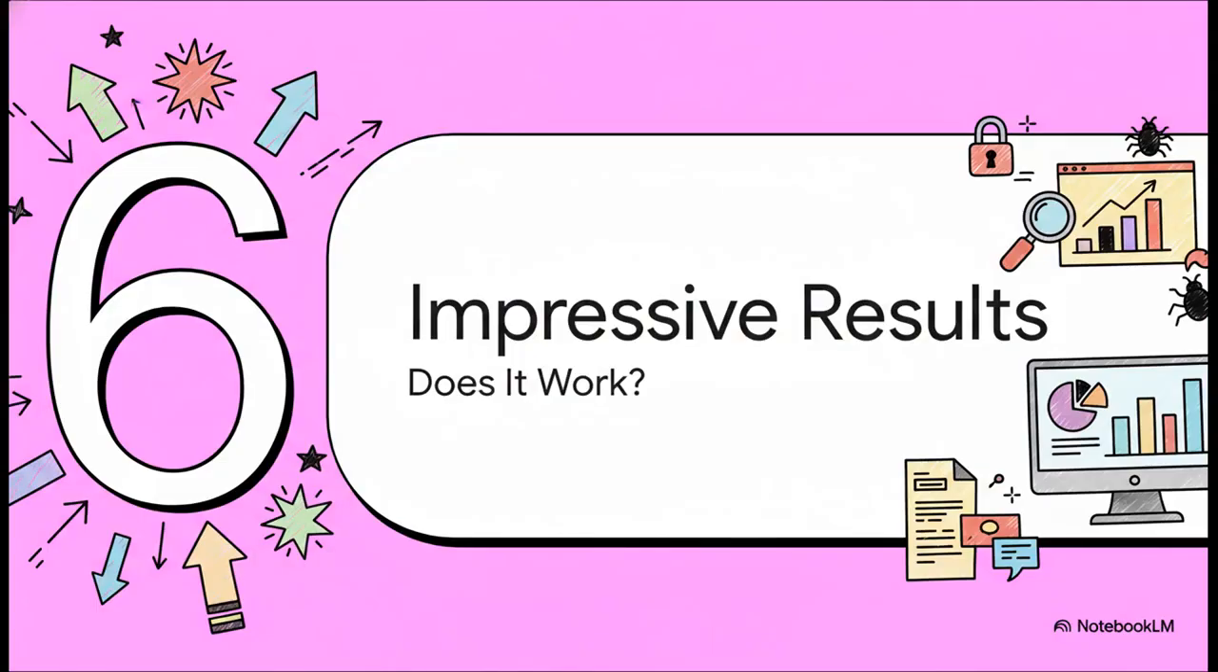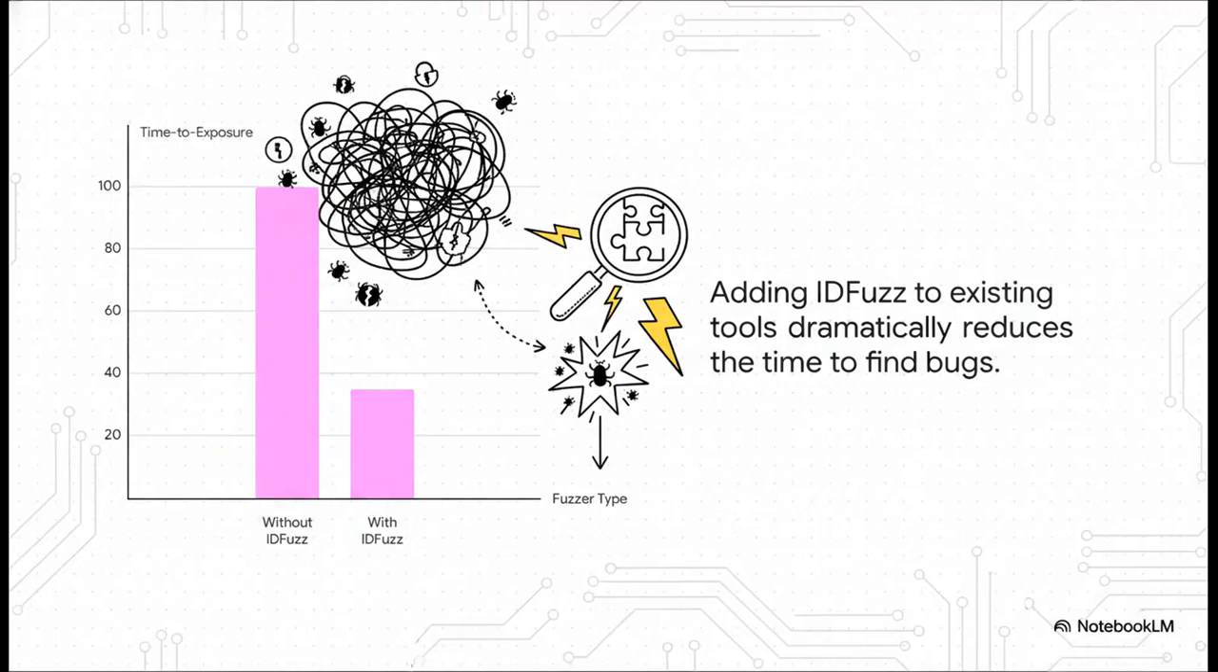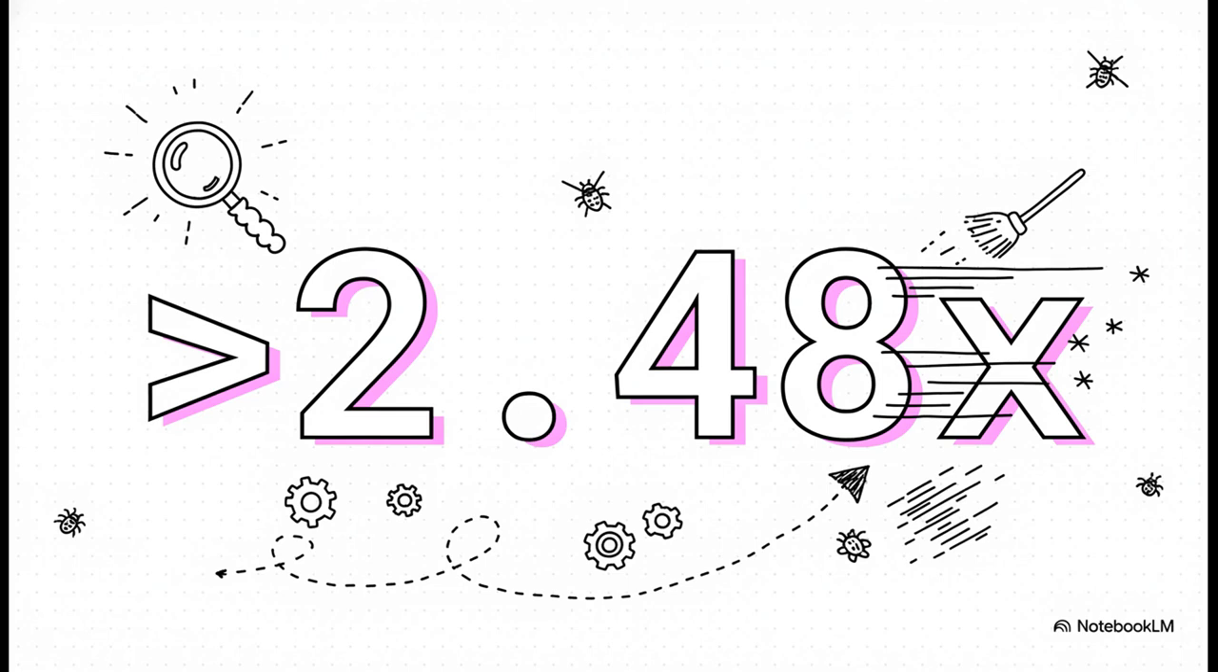Okay, so that all sounds fantastic in theory, but does it actually work in the real world? Let's take a look at the data, because these results are, well, they're genuinely impressive. Just take a look at this chart. It shows the time it takes to find a vulnerability. The bars for the standard fuzzers are pretty high, but the bars for those exact same fuzzers with IDFUZZ plugged in, the difference is just dramatic. On average, IDFUZZ makes these already state-of-the-art directed fuzzers more than 2.48 times faster at actually finding bugs. That's not a small jump. That is a massive leap in efficiency.